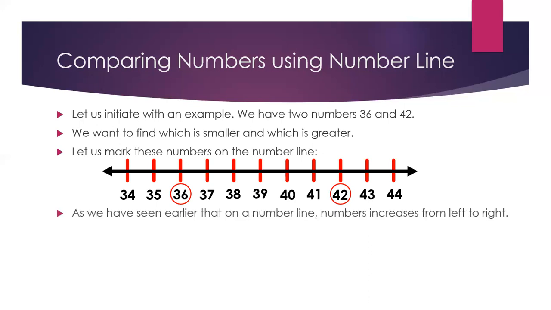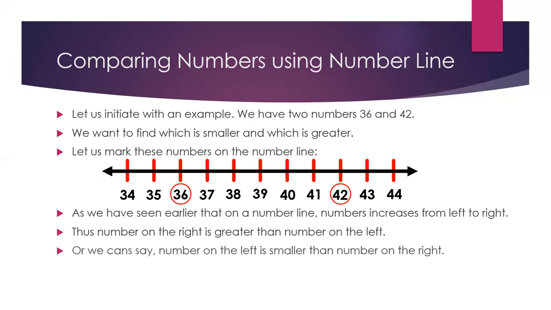So, as we have seen earlier, on a number line, numbers increase from left to right. Thus, the number on the right is greater than the number on the left. So, we can say that 42 is greater than 36. Or we can say the number on the left is smaller than the number on the right. Thus, we can say 36 is smaller than 42. Here we can represent the comparison of both these numbers in the form of symbols as shown below.